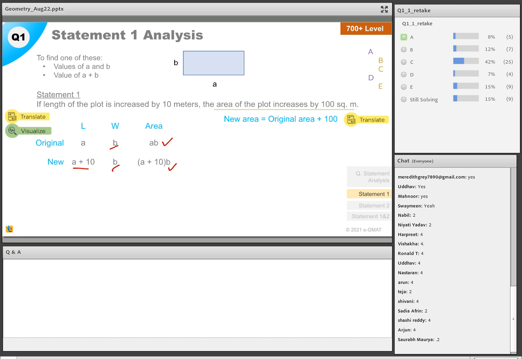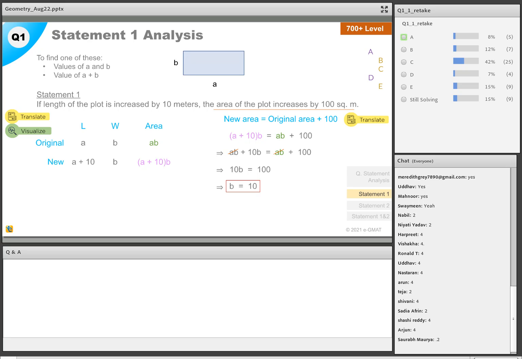Now, also according to the first statement, the area of the plot increases by 100 square meters, right? So the new area is equal to the original area plus 100. Okay, so this is the translation piece. I'm just converting the statement written in English into a mathematical expression. What's the new area? It's A plus 10 times B. What's the original area? That was A times B. And then I have 100 as well in the RHS.